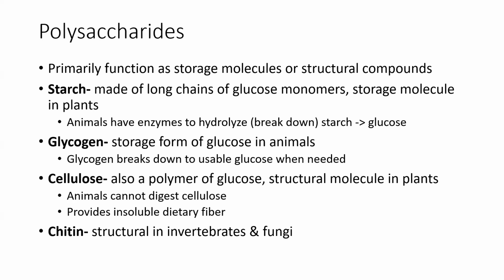Finally, chitin is a really interesting structural polysaccharide. This is common in invertebrates. So invertebrates are organisms that don't have a backbone or a spine. So we're vertebrates. So invertebrates are things like bugs and crabs. Chitin is also important to fungi.